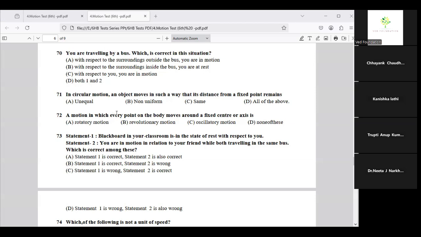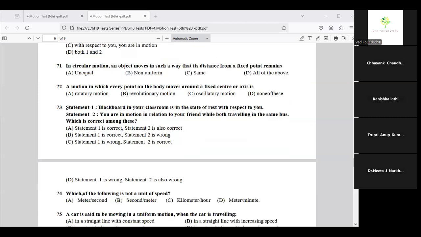72. A motion in which every point of the body moves around a fixed center or axis is option A, rotatory motion, B, revolutionary motion, C, oscillatory motion, and D, none of these. Correct answer of 72 is option A, rotatory motion. A motion in which every point on the body moves around a fixed center or axis is called rotatory motion. 73. Statement 1. Blackboard in your classroom is in the state of rest with respect to you.